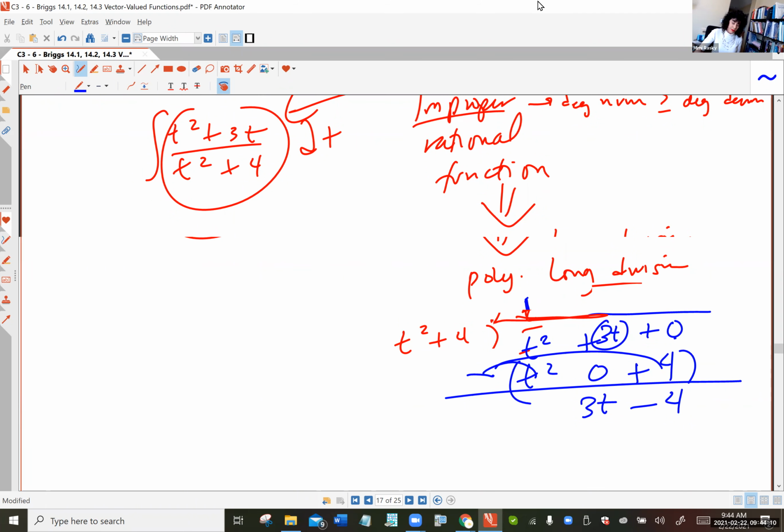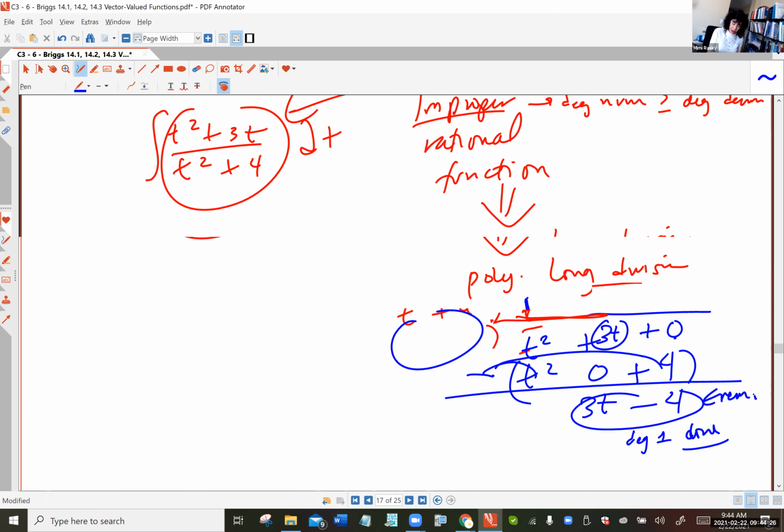You're done because nothing times t squared could get you 3t, without having to do a fraction. So this degree is degree 1, which is less than the degree of the divisor. So you're done. And this is your remainder. This right here is your quotient. And this guy up here, which looks like he erased, this is your divisor.